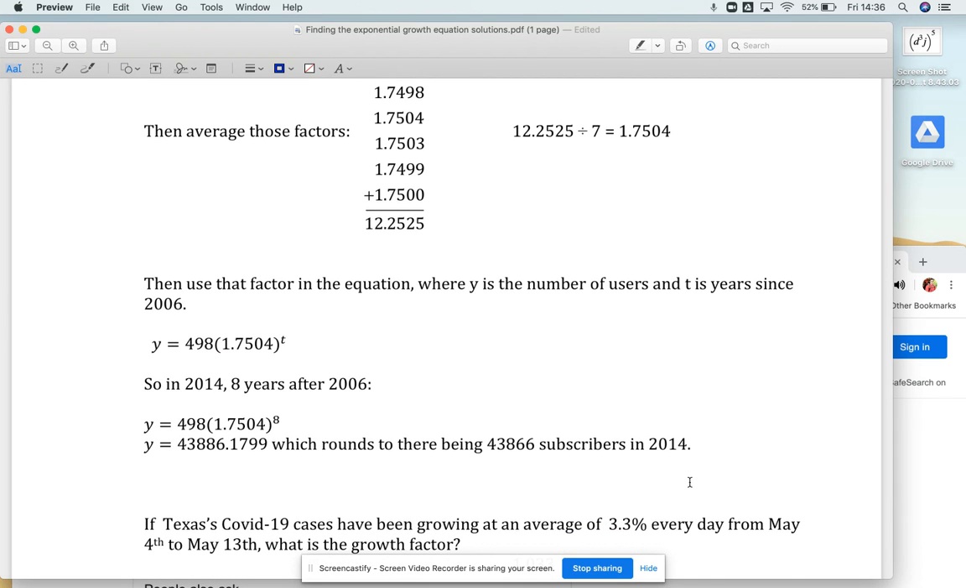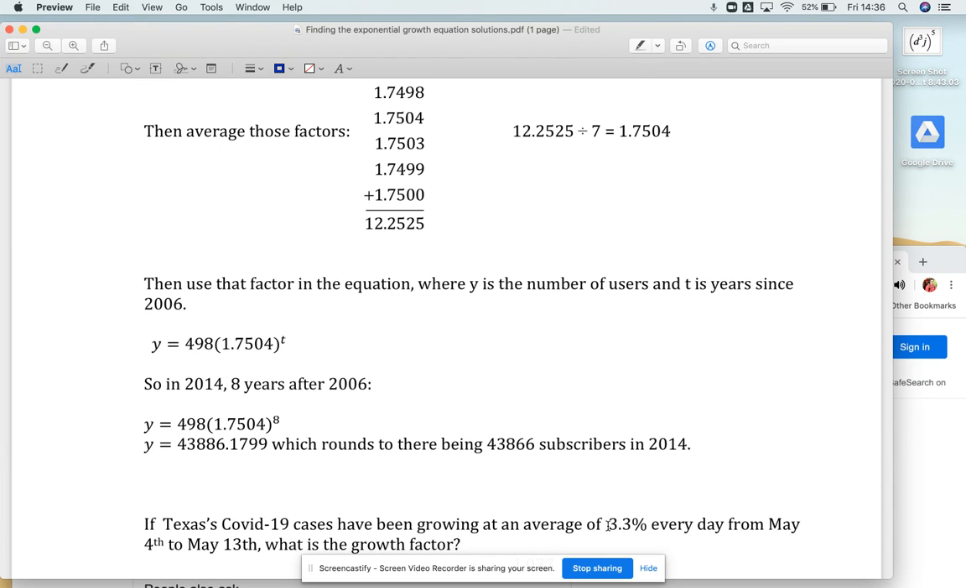All right, let's try this same idea in a COVID question here. If Texas's COVID-19 cases have been growing at an average of 3.3% every day from May 4th to May 13th, this is actual data, an actual number that I calculated here, what is the growth factor? All right, remember, and this is part of an interesting thing here, back here, this was 100% plus the 75% that it grew.